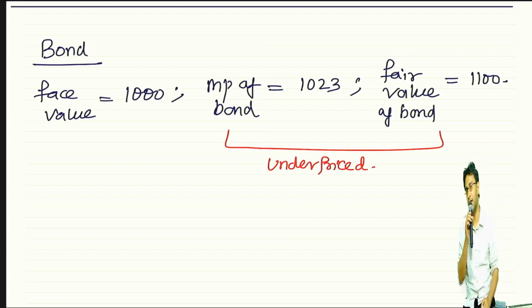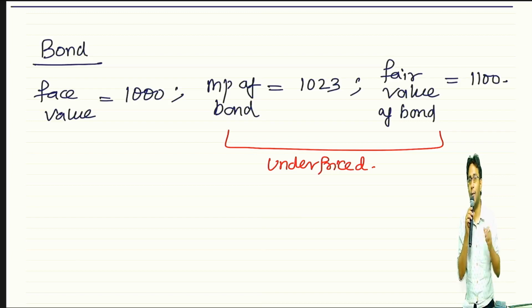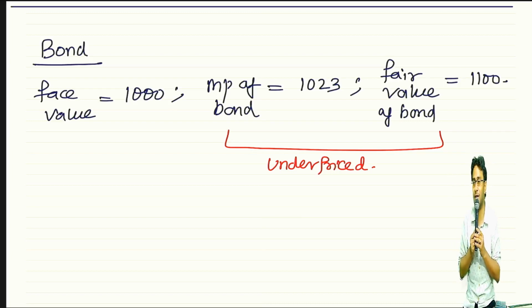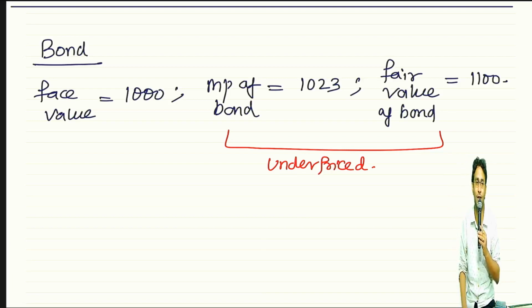Tell me, is the bond trading at par, premium or discount? I am asking, is the bond trading at par, premium or discount? Sir, how will you decide? I am not giving you rates. Look there. What is the face value? 1000. What is the price of the bond? 1023. Market price is more than face value or less than face value? More than face value. So it is a premium.